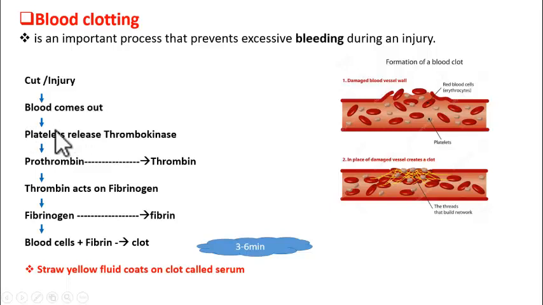So the platelets which are coming out, they release an enzyme called thrombokinase. So these are the platelets. As they come out, they release an enzyme called thrombokinase. This thrombokinase activates a protein called prothrombin into thrombin. So where is this protein prothrombin present? It is present in blood itself. What happens to this protein? That is converted into thrombin by the action of thrombokinase.